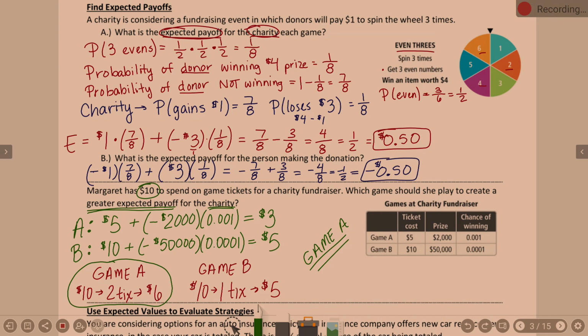Okay. Expected value, expected payoff. Are we getting the idea here? You have to take into account what it is you're paying out, what it is they're getting out of the deal. Okay, and that's where the probability comes into play. Okay, moving on.